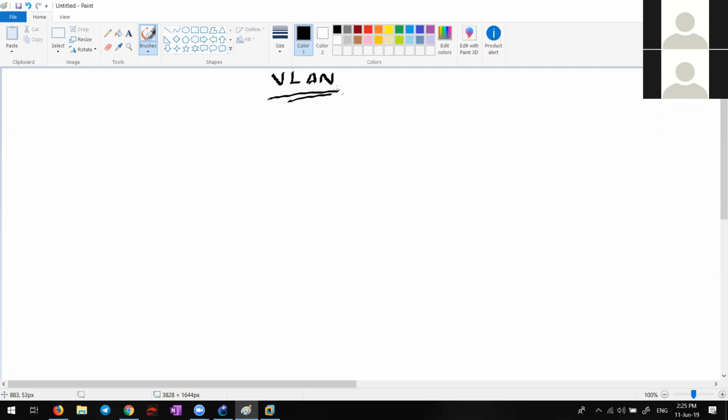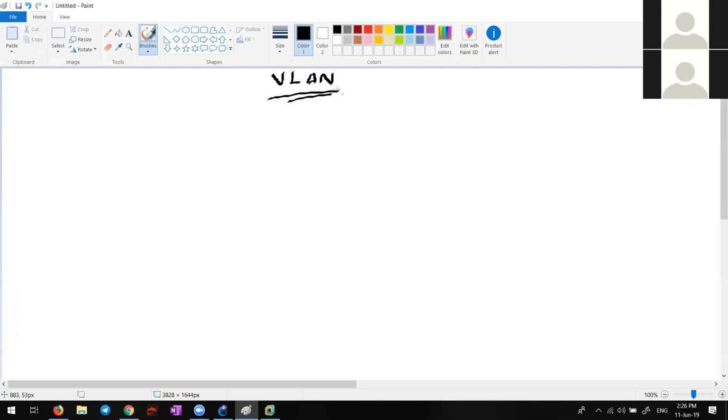It reduces congestion, right? Or it reduces flooding of packets or frames. Go on. Privacy, yes, it gives privacy or security, right? To communicate between inter-VLAN, they cannot.